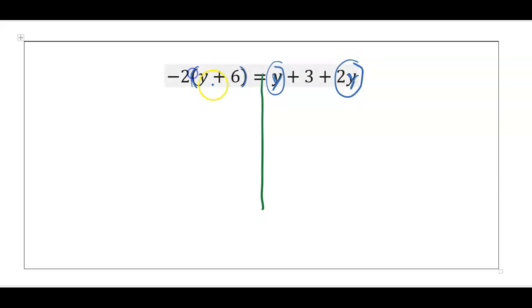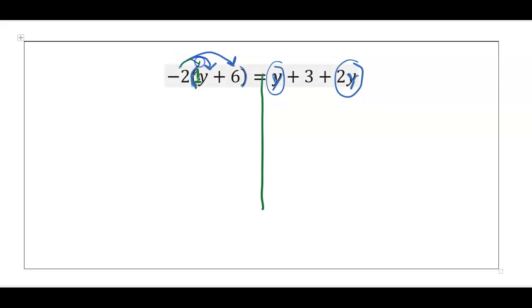Let's start by dealing with this distributing. So this -2 right next to the parentheses says that I'm going to multiply it times everything on the inside. Something that's going to be important to remember here is that this y has an imaginary 1 in front of it. That y exists once, so there's a 1 there, even if I can't see it.